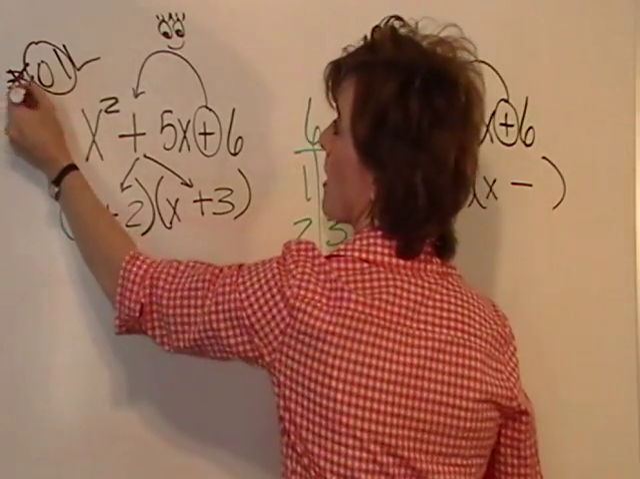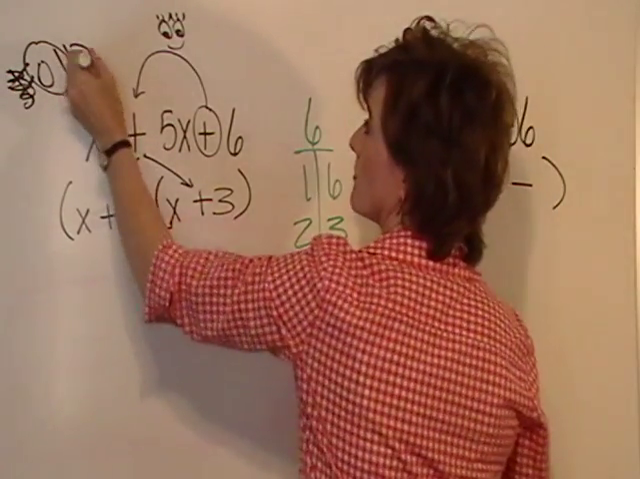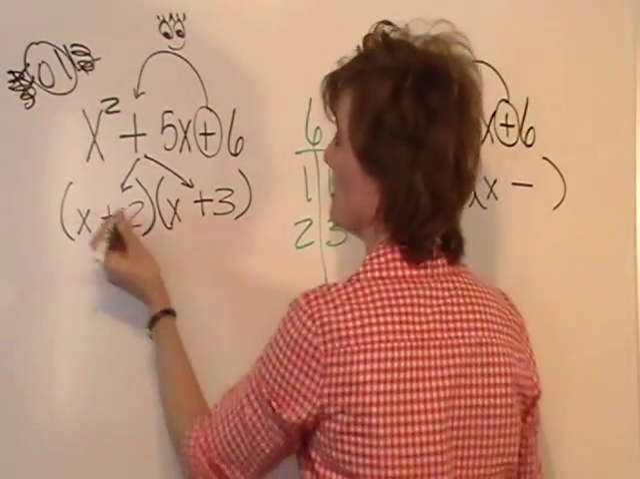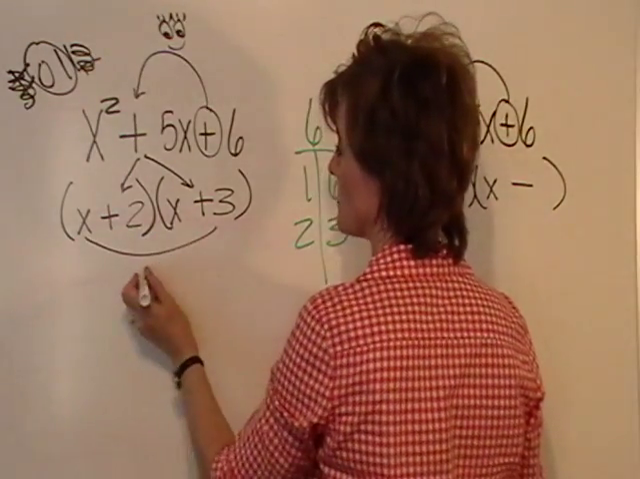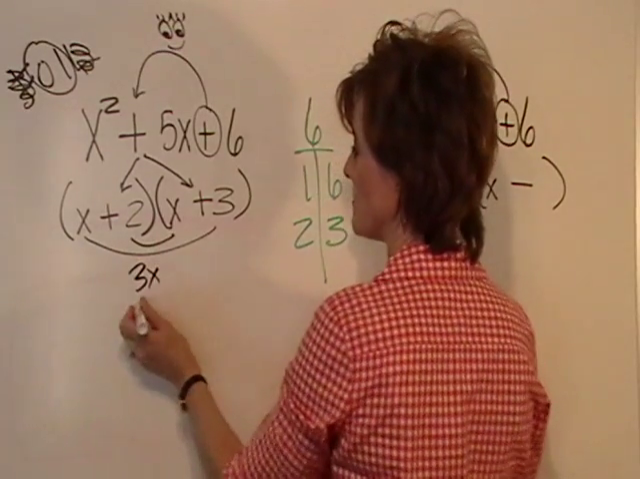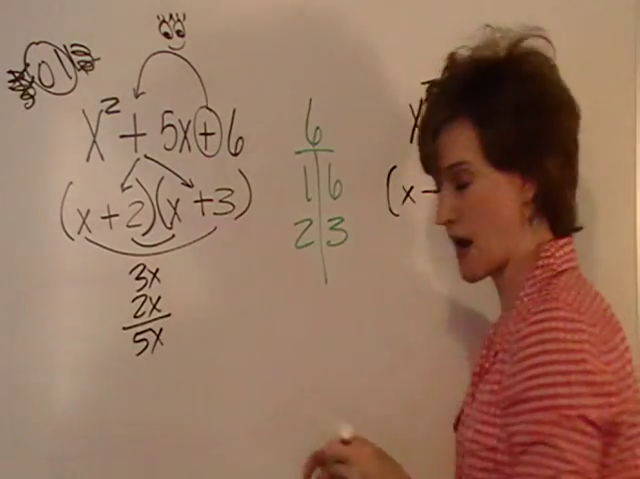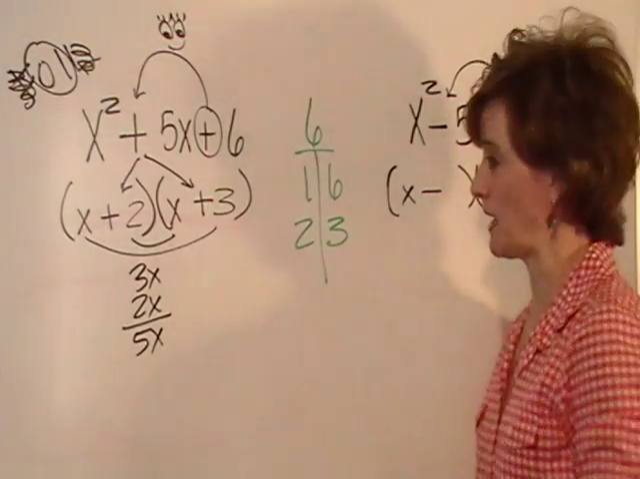I know that those two make this. The first is not a problem. The last is not a problem. I just need to check the outer and the inners. So I check the outers and the inners. 3 times x is 3x. 2 times x is 2x. That's going to give me my 5x positive that I need, and I know that it factors properly.